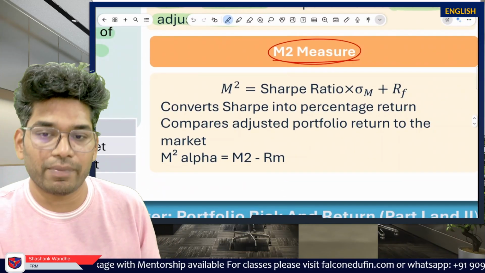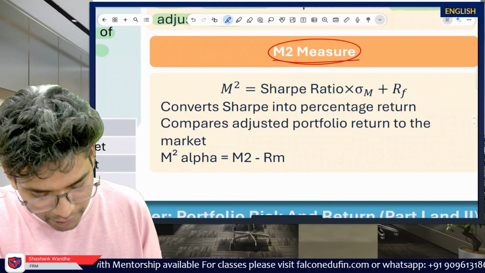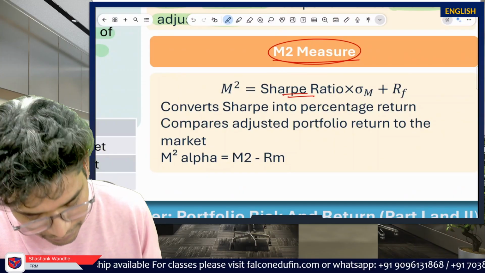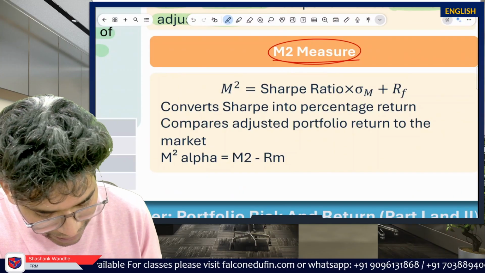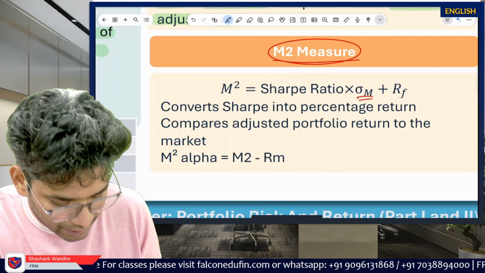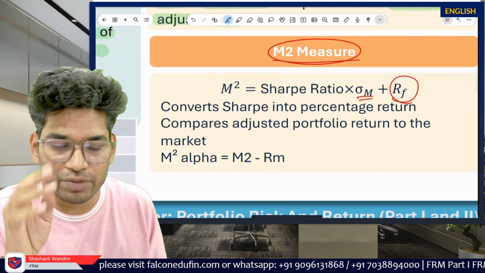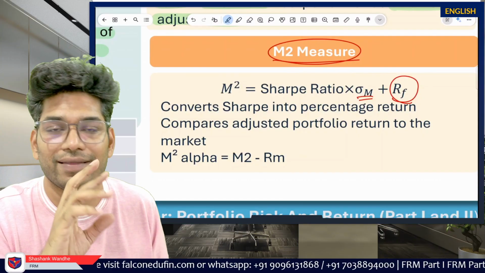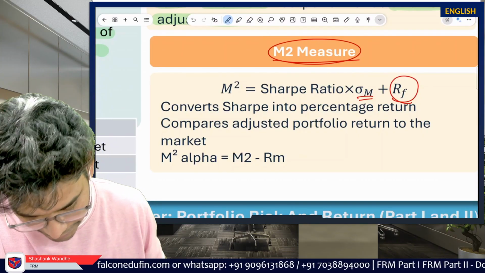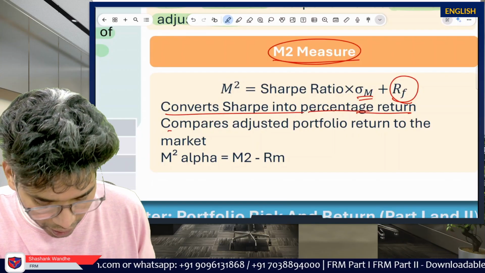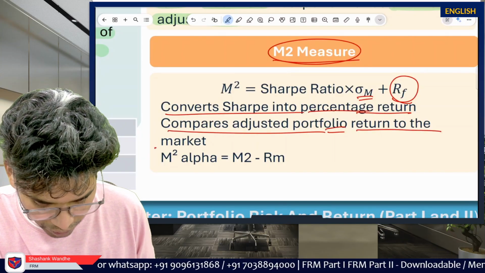the M square measure, the Modigliani and Modigliani measure, converts the Sharpe ratio into the percentage form. The Sharpe ratio is multiplied by the sigma M, sigma of the market, plus you will add the risk-free return to it. It converts the Sharpe into the percentage return and compares the adjusted portfolio return to the market.